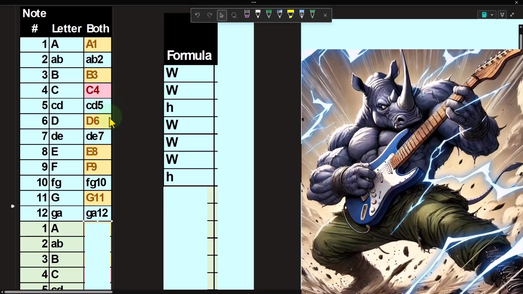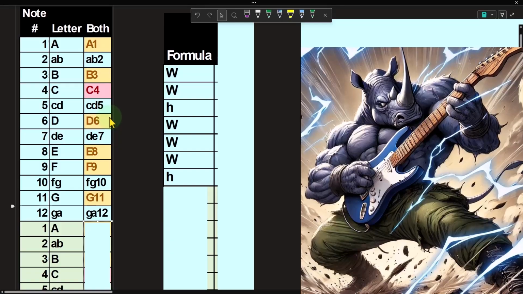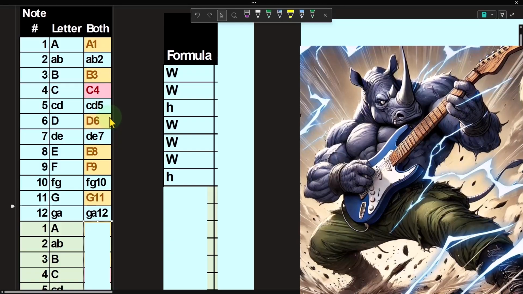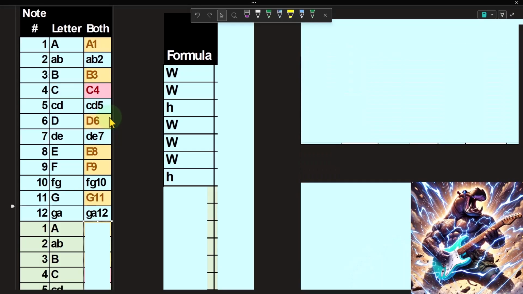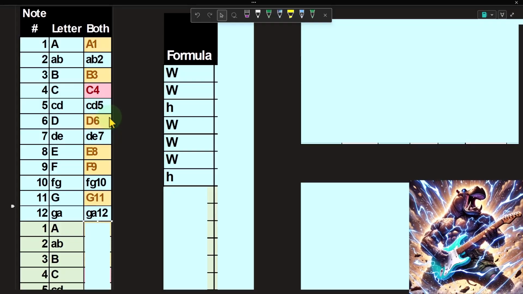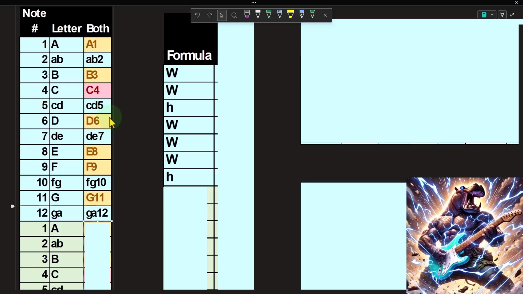So if I go a whole step here, we call that a whole step, and notice that it doesn't have a name that's going to be confused with a scale degree. But when we use the scale degree term, we generally call it a two note away major second.